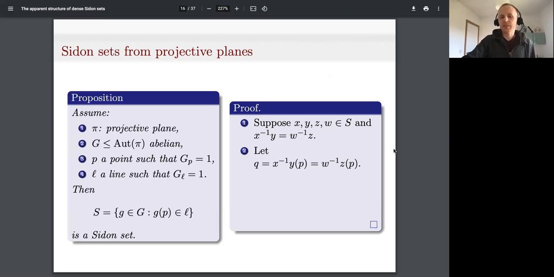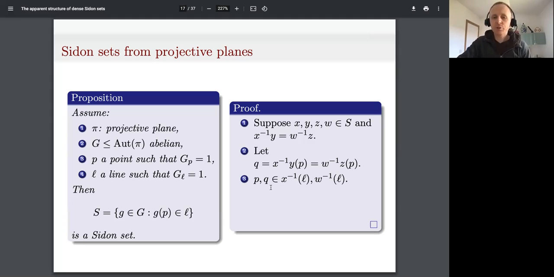Then the main claim is that the points P and Q lie on the lines x inverse L and w inverse L. So there are 4 claims there. So let's just check them. So why is the point P on these 2 lines? That's just the definition of the set S. So x and w are in the set S, which means that P is contained in x inverse L and w inverse L.